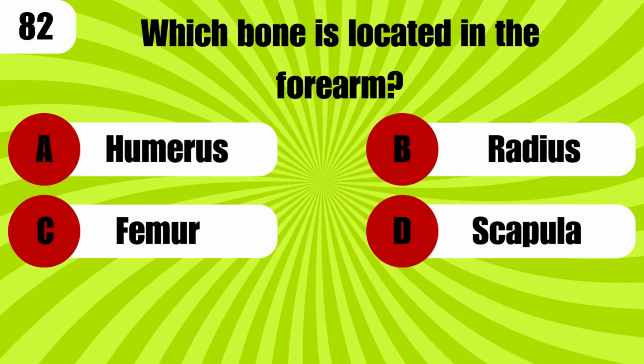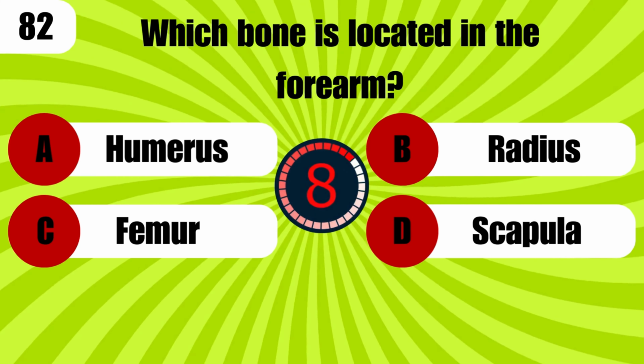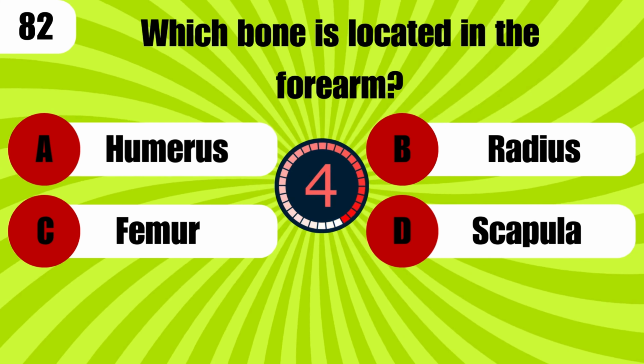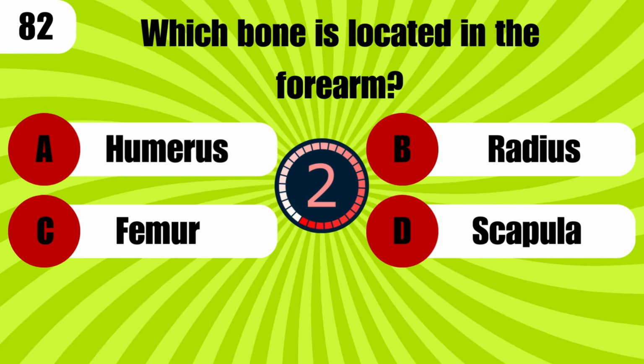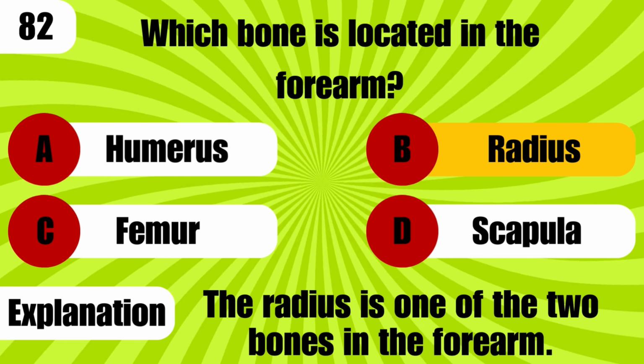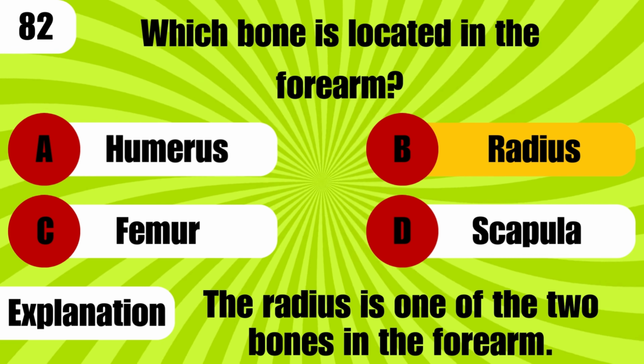Which bone is located in the forearm? Option A, humerus. Option B, radius. Option C, femur. Option D, scapula. The right answer is radius. The radius is one of the two bones in the forearm.